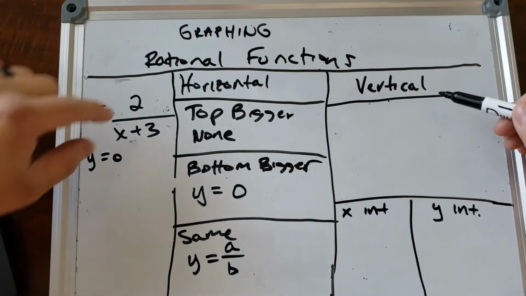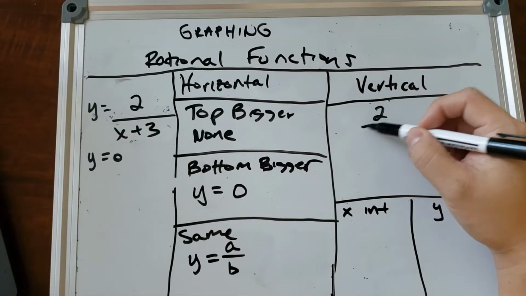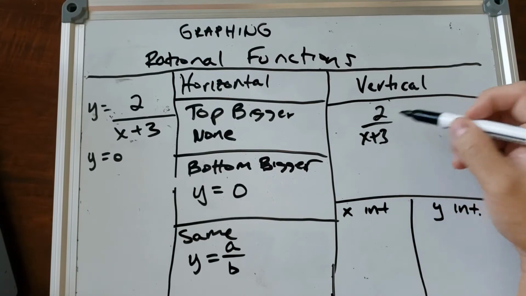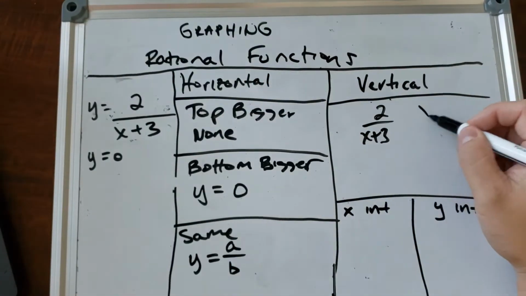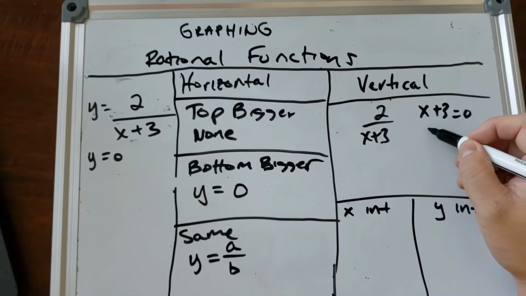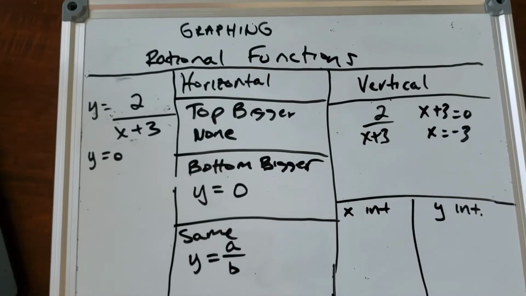Okay, vertical asymptote, there's nothing to factor. You can't do anything with 2 or x plus 3, so I'm not going to factor anything. So again, all I'm going to do is take whatever's on the bottom and set it equal to 0. So I get x equals -3. Okay?